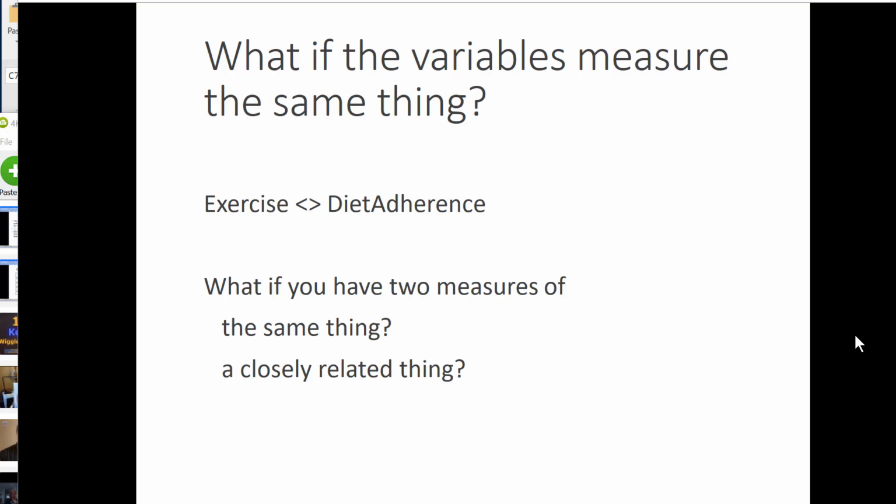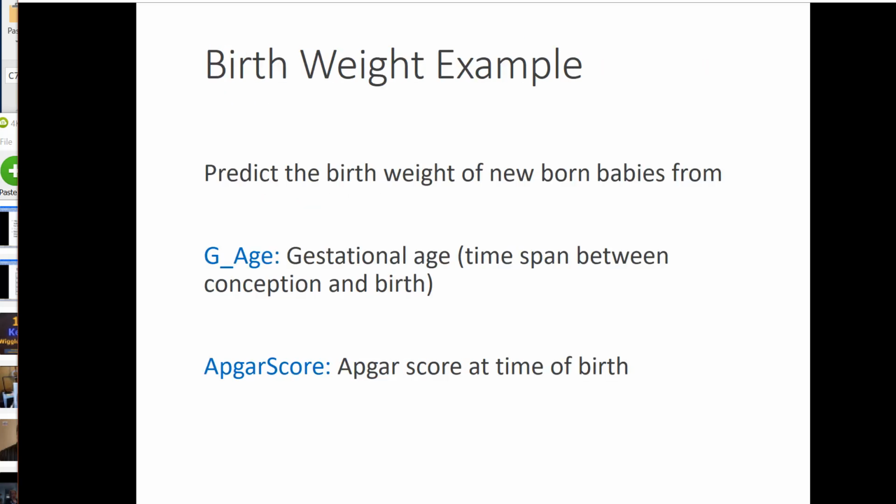In the exercise and diet example, we had two different unrelated things that contributed to weight loss. But we can also have a different situation where sometimes we have multiple measures of the same thing or something that's closely related. Let's look at an example of this. Let's assume that we're trying to determine and predict the weight of a newborn baby by their gestational age, that is the time between conception and birth, and their APGAR score at the time of birth.